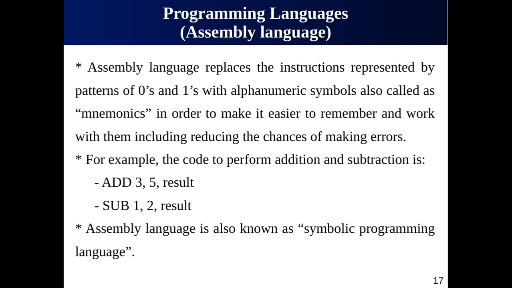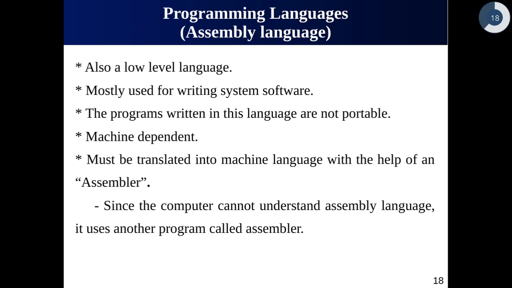These symbols are human readable, easy to remember, easy to use and easy to program with. Unlike machine language where all the instructions are in 0 and 1, assembly language uses different types of symbols instead of numbers. Assembly language replaces the instructions represented by patterns of 0 and 1 with alphanumeric symbols, which are sometimes also called mnemonic codes. It makes them easier to remember and work with. Because of the mnemonics or symbols, it has an advantage over machine language: it's easy to write programs in assembly language. But remember, machine code is a low-level language, and assembly language is also a low-level language.